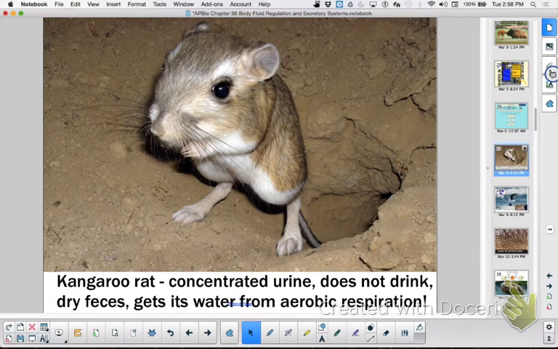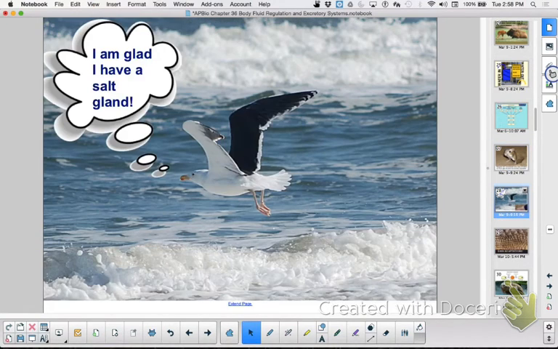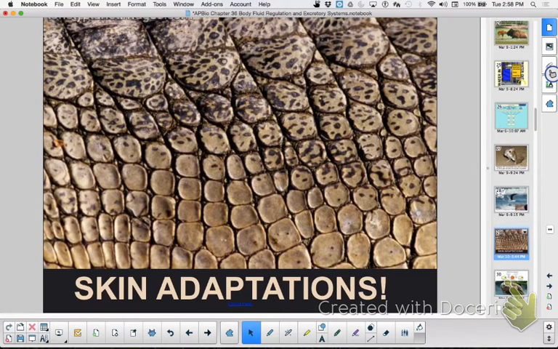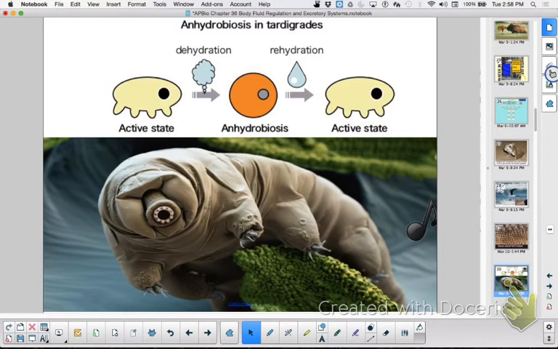Kangaroo rat's kind of unique. It doesn't drink its whole life. It can just get all the water it needs from the metabolism of the grains that it eats. I have a salt gland. Okay, so that's how he gets rid of excess salt when he is out in that environment. Skin adaptations to prevent water loss. Anhydrobiosis. Those are pretty cool. Basically, they just lose all their water, and then they can live in that state until they have water available to them again.